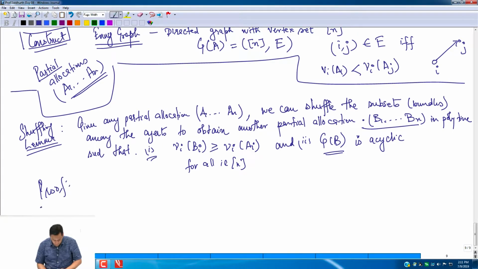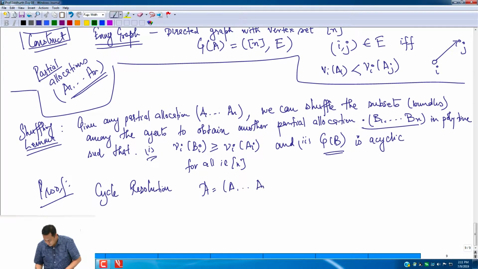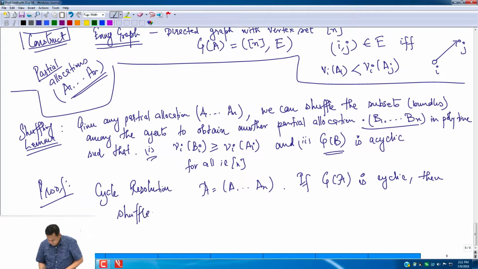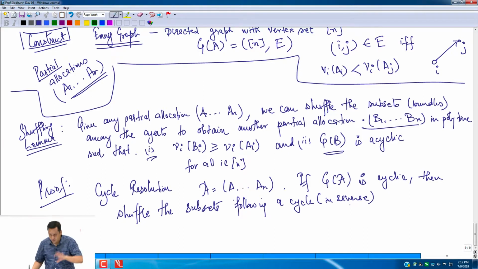So the proof is: the idea is you start with a partial allocation A1 through AN, and if you look at the NV graph induced by this, if it is indeed cyclic, then you shuffle the subsets. So you do this cycle resolution.